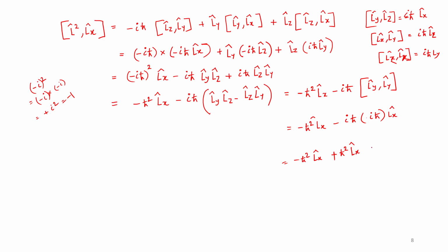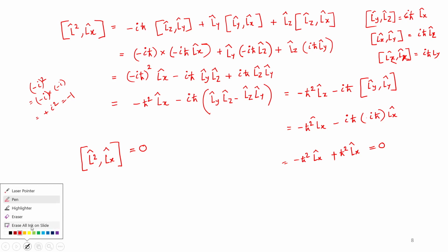So again, we are going to get a 0, right? After all of this tedious calculation and mathematical manipulation, we are going to get this as 0, which is a very important result. The commutator relationship between the square of the angular momentum and one of the components, along the x-axis, Lx, is 0. Let me highlight this.